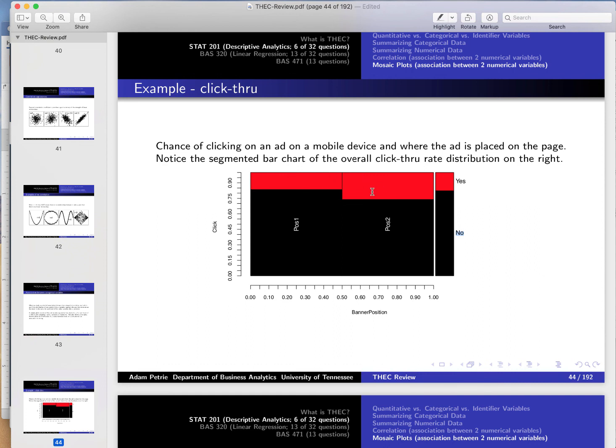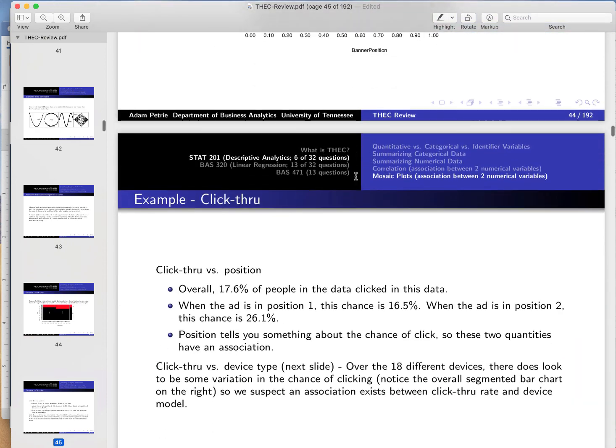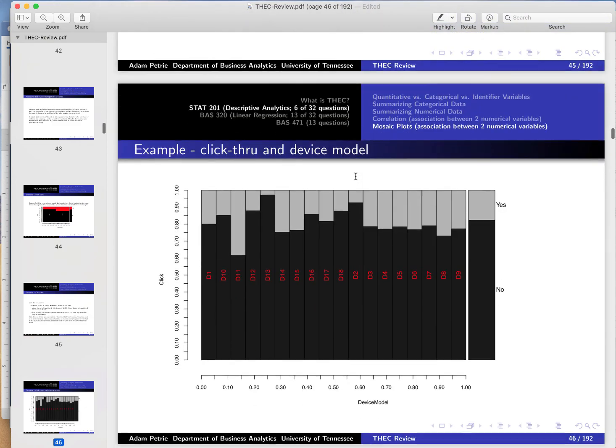So the bigger the difference that I see among these segmented bar charts, the stronger the association. I don't really have a number like the correlation that I can use to describe the strength. It's more of a visual thing here.